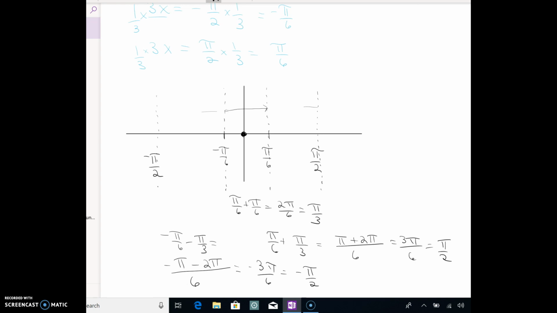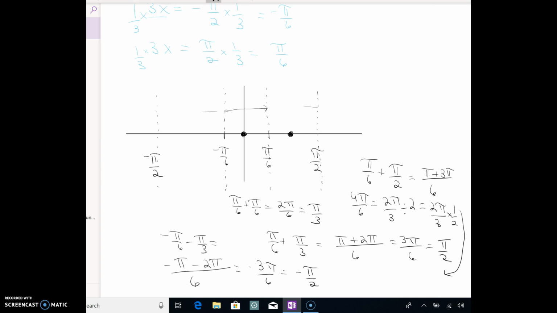Now the x-intercepts here are a little more difficult. We have to find out what point is exactly halfway between pi over 6 and pi over 2. To find the midpoint, or that point that's right here halfway between them, it's like finding an average. So you add them together and divide by 2. Pi over 6 plus pi over 2 is the same thing as pi over 6 plus 3 pi over 6, which is 4 pi over 6. Which gives us 2 pi over 3. Divide that by 2. That's the same thing as 2 pi over 3 times 1/2.